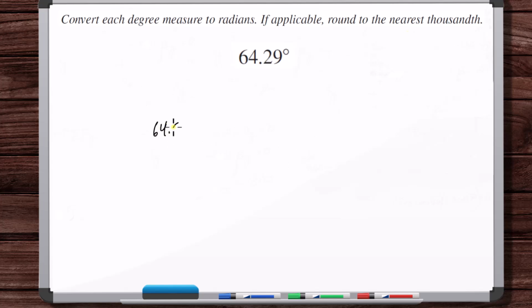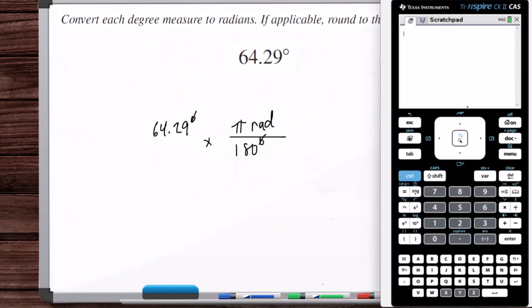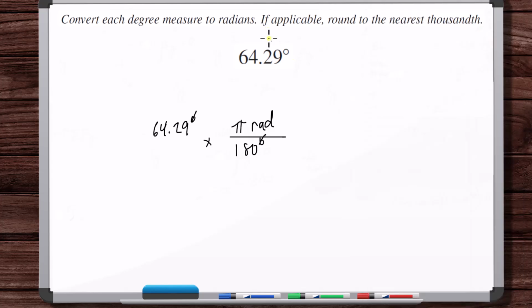64.29 degrees times the fact that you've got 180 degrees, or we could say 360 degrees and 2 pi radians, whatever. Doesn't matter. Degrees cancel, and you've got 64.29 times pi divided by 180, 1.122 radians.